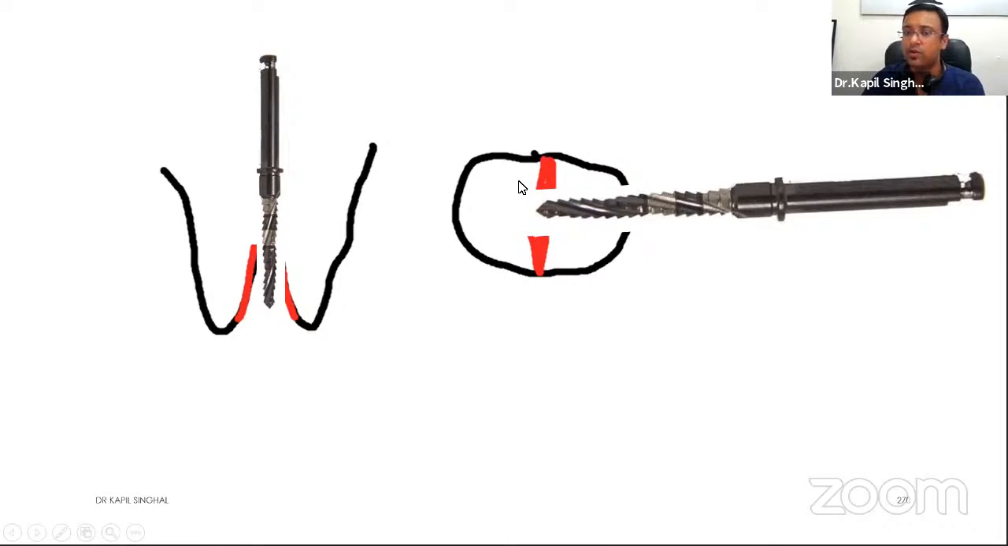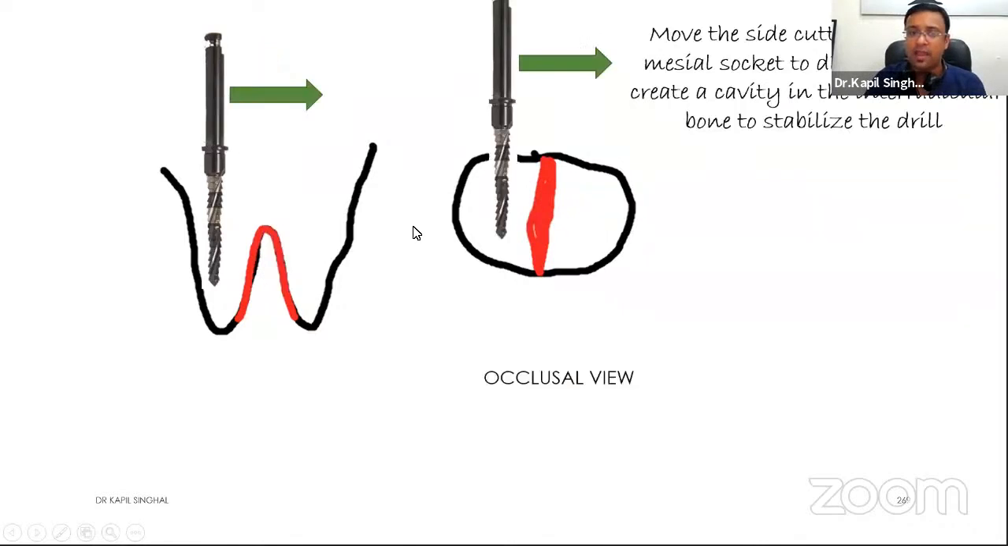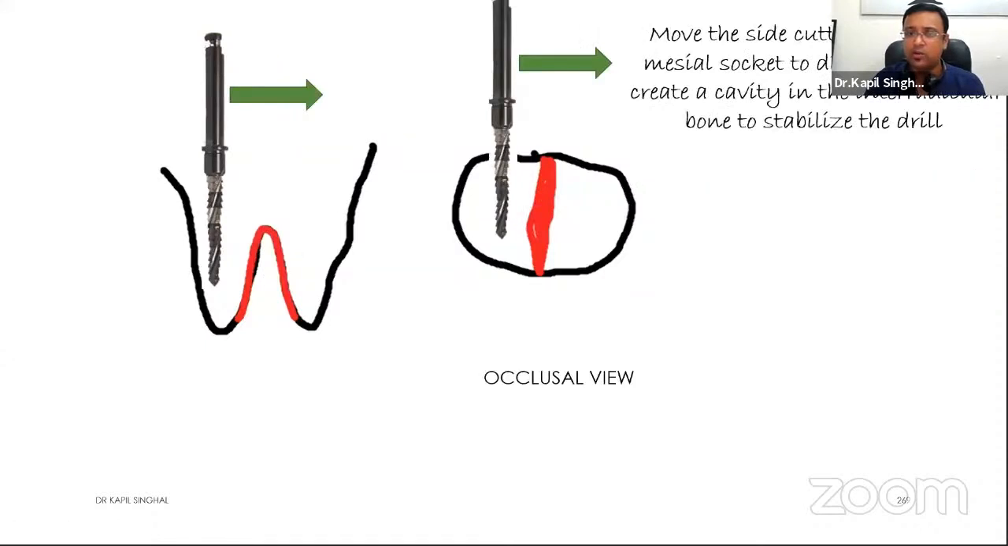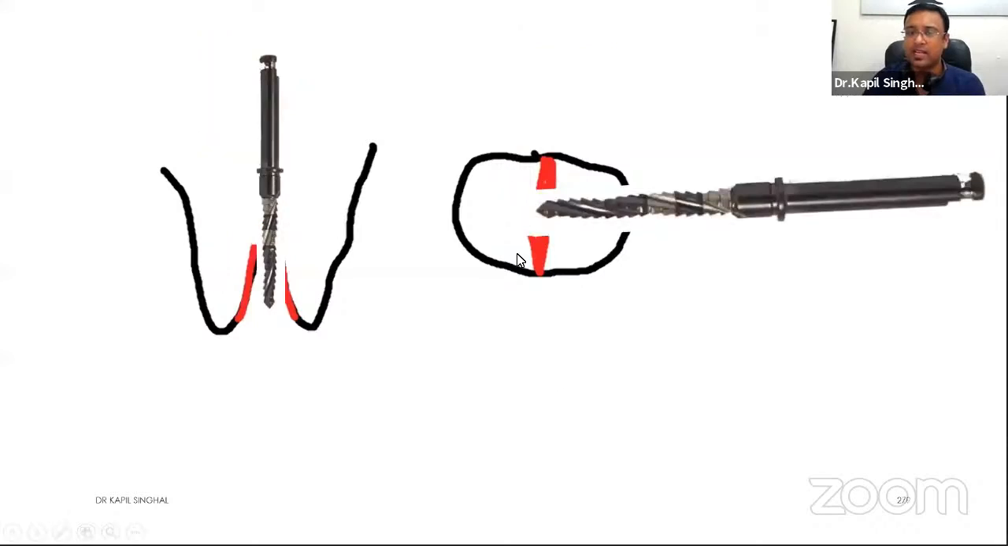So this is the occlusal view. What I am doing is moving from mesial to distal, and while I am moving from the mesial socket to the distal socket with my side cutting drill, I am creating one channel in the center of the interdental bone.